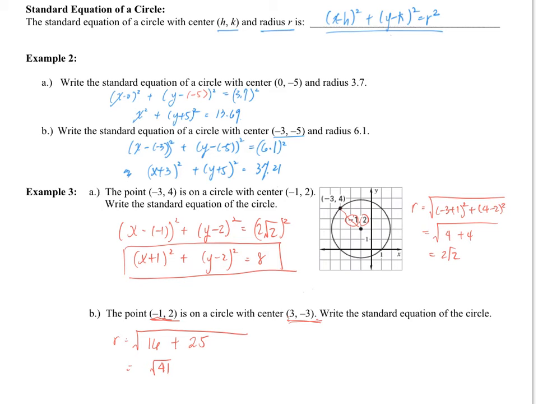And we can go ahead and set up the equation. (x − 3)², since this is positive 3, plus, and since this is −3, y minus −3, so (y + 3)². I am not showing this step anymore. And the square root of 41 squared is just 41.